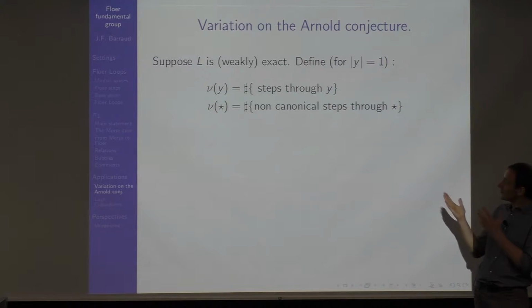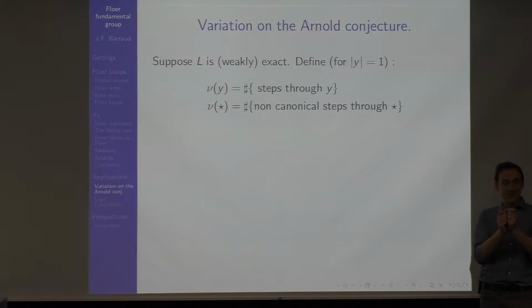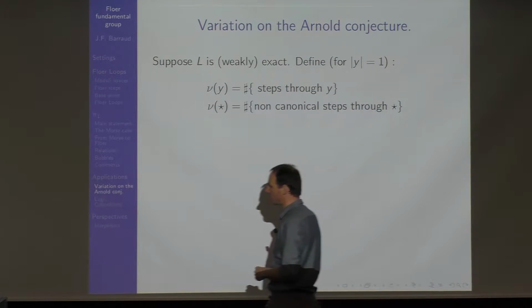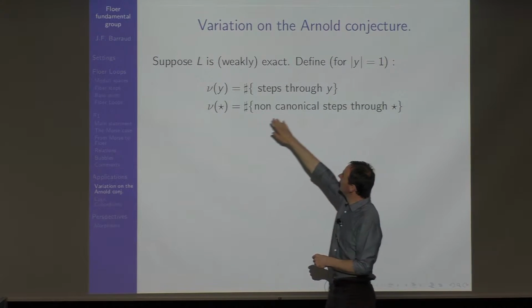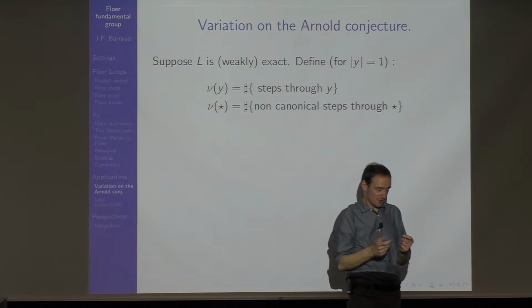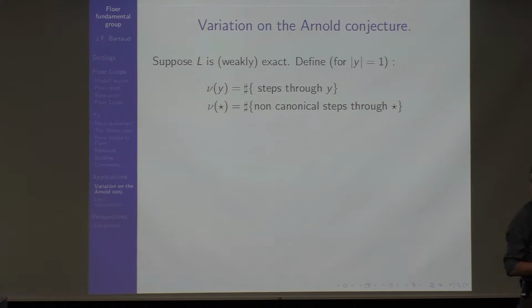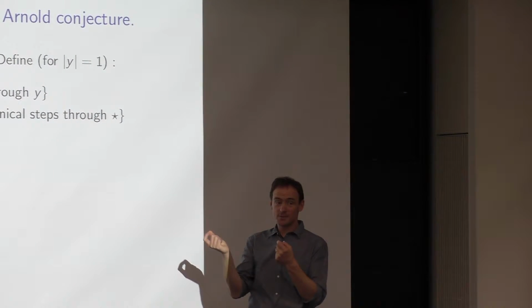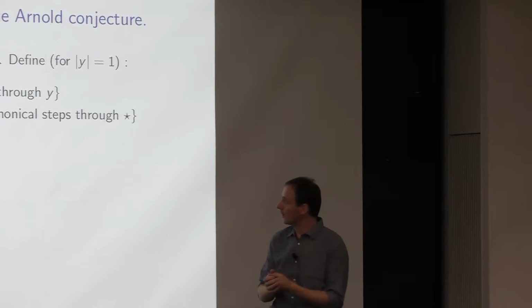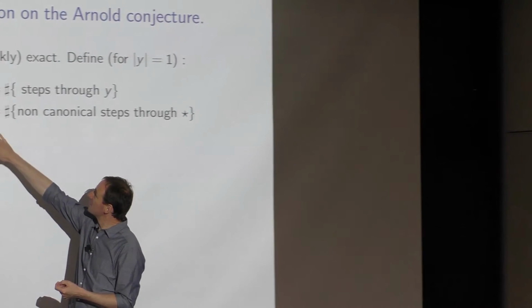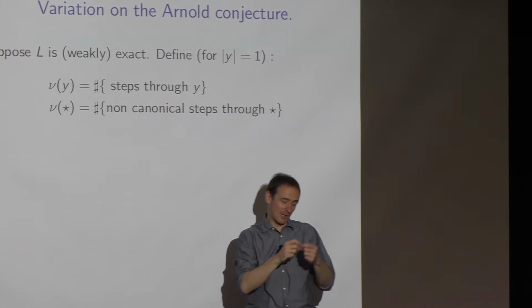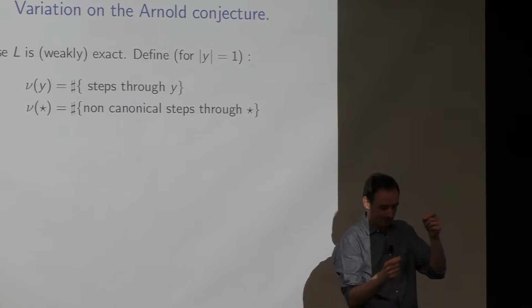But in this setting, I see that for one intersection point, I can have several loops, several steps associated to it. So I define a kind of multiplicity for the intersection points, which is the number of steps going through them. And I also have, unfortunately, a multiplicity for the base point, where I have a non-trivial step.